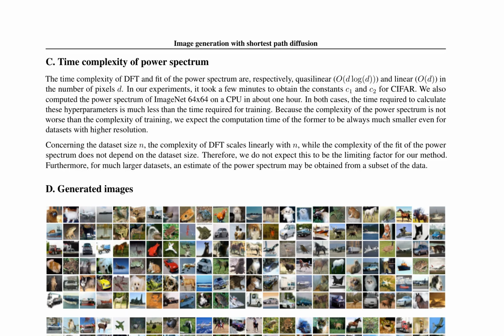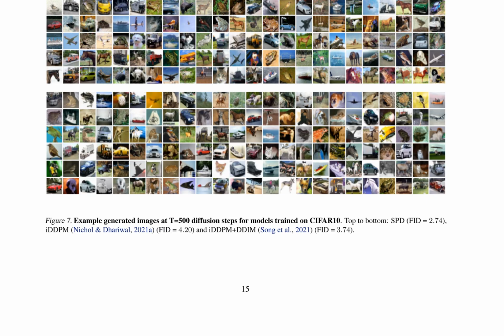In the context of image generation with shortest path diffusion, the time complexity of the power spectrum computation is analyzed. Specifically, the time complexity of the discrete Fourier transform, DFT, and the fit of the power spectrum are quasi-linear, O(D log D), and linear, O(D), respectively, in the number of pixels D. Experimental results demonstrate that computing the constants C1 and C2 for CIFAR10 takes only a few minutes, and for ImageNet 64x64, it takes approximately 1 hour on a CPU.